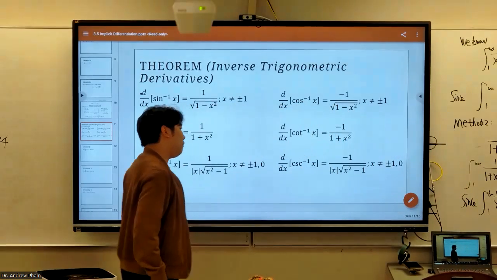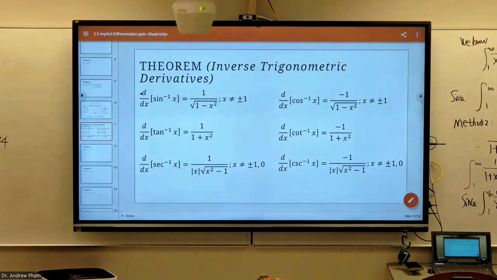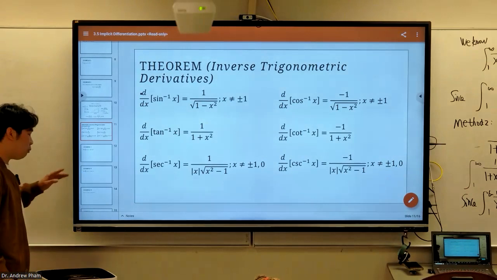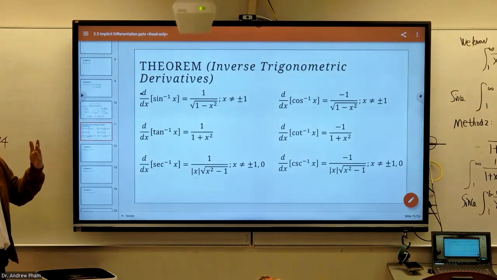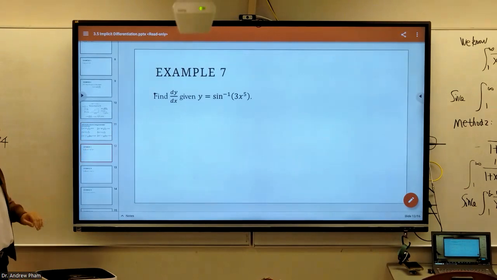All right, so now that we've gone ahead and looked at these inverse trig derivatives, let's do a couple of examples about getting a derivative that involves these somehow. Example 7, find the derivative dy/dx given that y is equal to sine inverse of 3x to the fifth power.